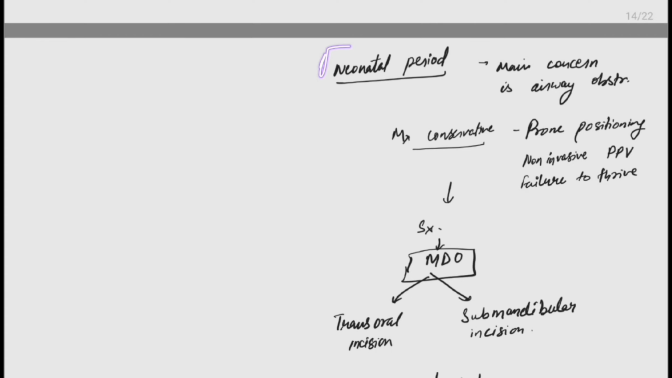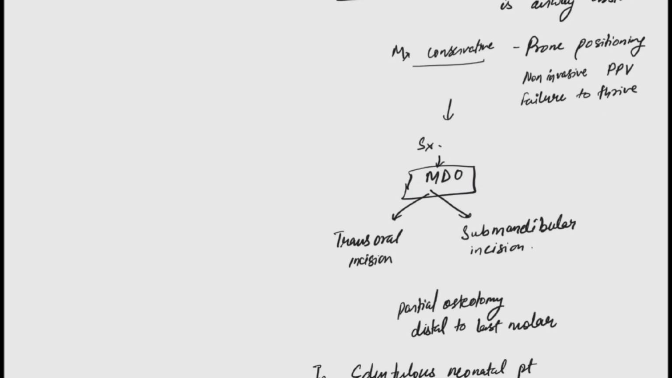In the neonatal period, our main concern is the airway obstruction. We first try the conservative treatment, where we go for prone positioning and non-invasive positive pressure ventilation. If conservative management fails, we have to go for surgical management, and mandibular distraction osteogenesis can be one of the tools.